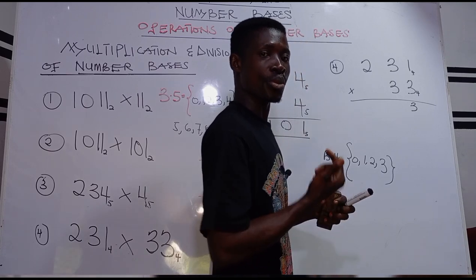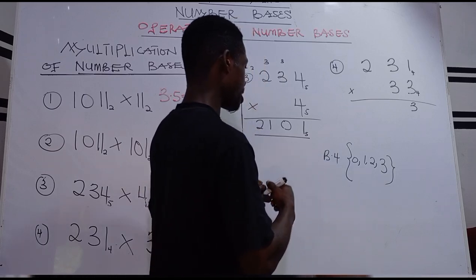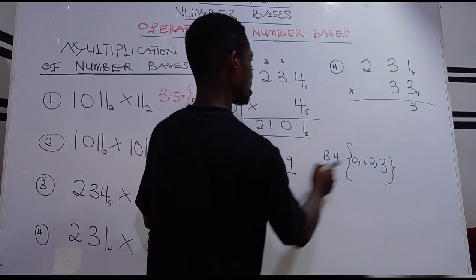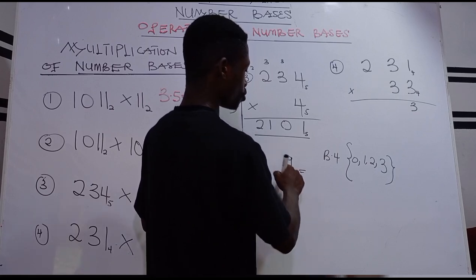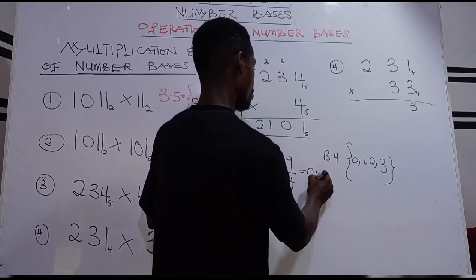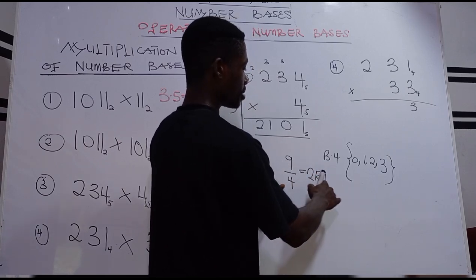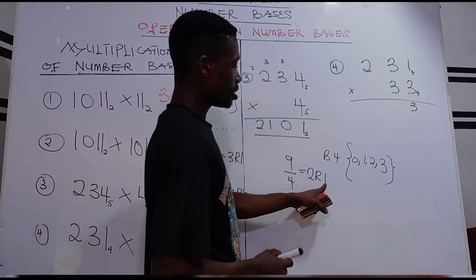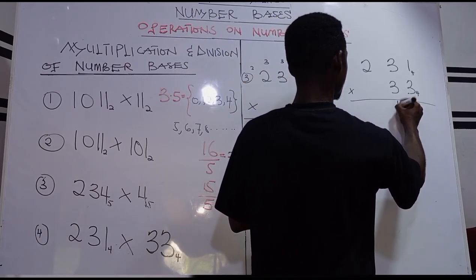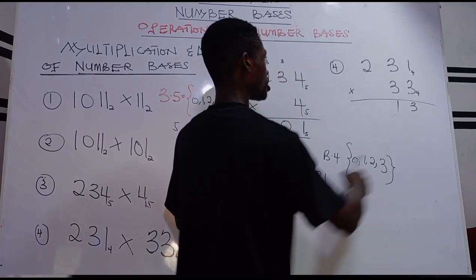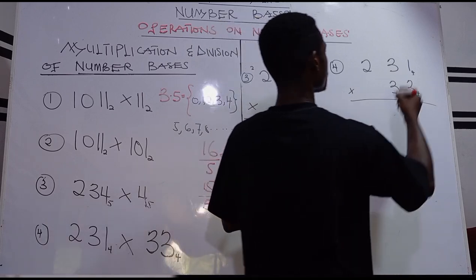So what do we do? We divide it by the base that we are working in. That is base 4. So we are going to get 9 divided by 4. What do you get? 4 into 9, we have 2, remainder 1, because 2 times 4 gives us 8, 8 plus 1 gives us 9. So we are going to write the remainder here, and then we carry the quotient to the next number. So the quotient is what? 2.